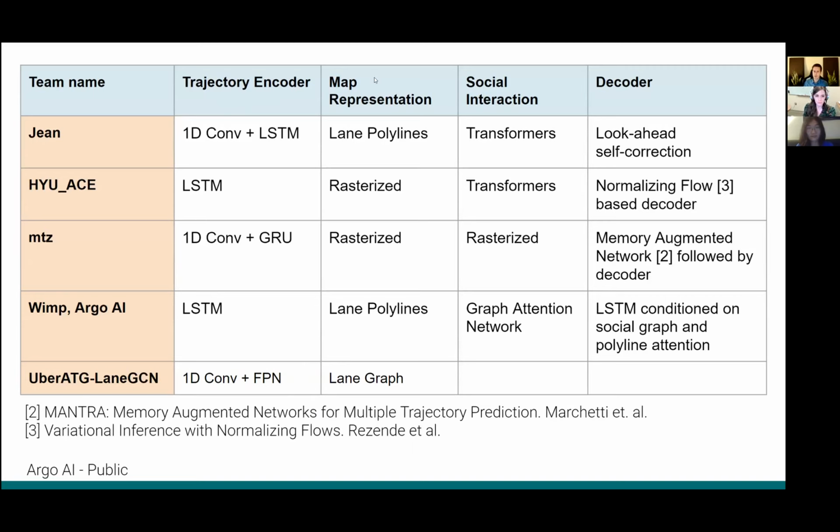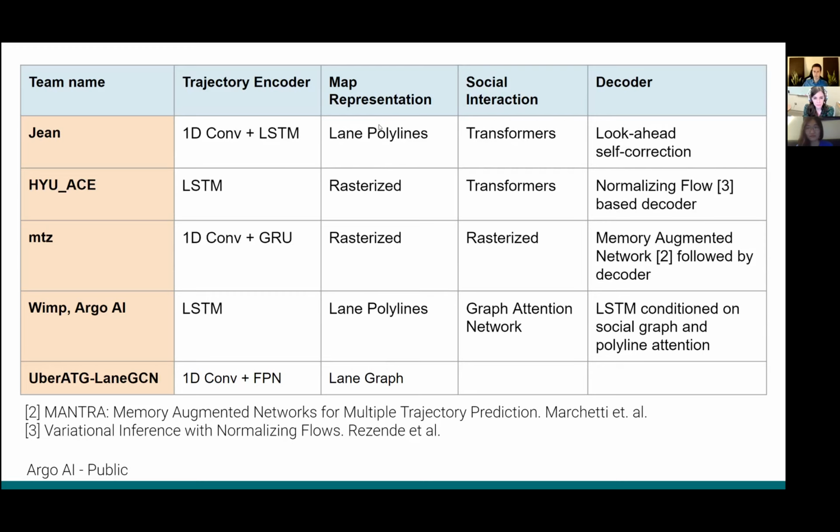You need to encode the map as well. I mean, you could have a method that's map blind, but it wouldn't work as well because the map really tells you a lot. The cars tend to follow the lanes. Not always, though. There's also map-violating behavior. You need some way to handle social interaction, to understand that one trajectory for the agent and one trajectory for another object in the scene are probably not going to hit each other. So you should understand that social interaction when you're trying to predict the future. And then all of these things somehow get munged together, and then you have some decoder that will actually unroll the future. And all of these things can be different.